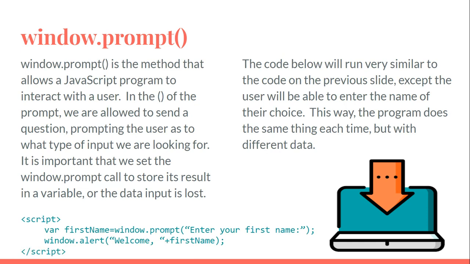So the program does the same thing every time, but you get a different result based on what you put in. So if I put in Mickey, it'll say, welcome, Mickey. If I put in Sally, it's going to say, welcome, Sally. So we customize that to the user and to their input.